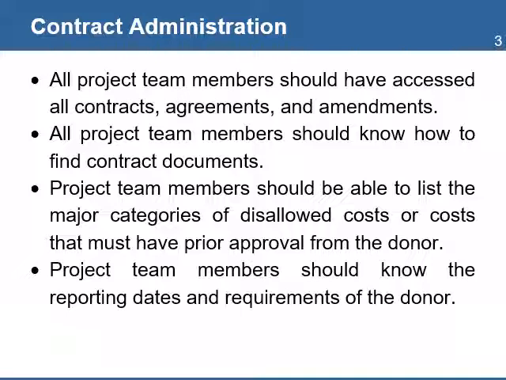All project team members should know how to find contract documents, either in an electronic system or the hard copy. Project team members should be able to list the major categories of disallowed costs or costs that must have prior approval from the donor. Project team members should know the reporting dates and requirements of the donor.